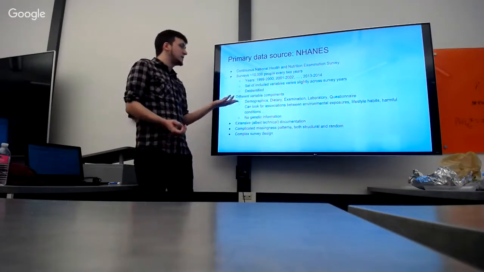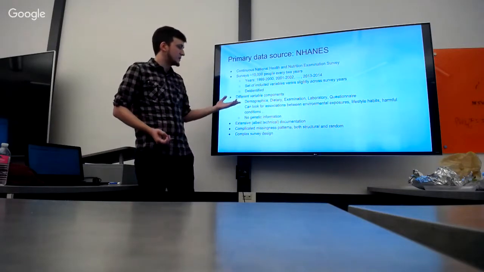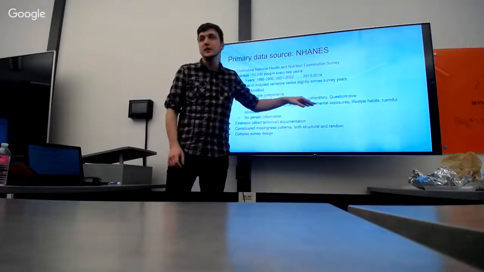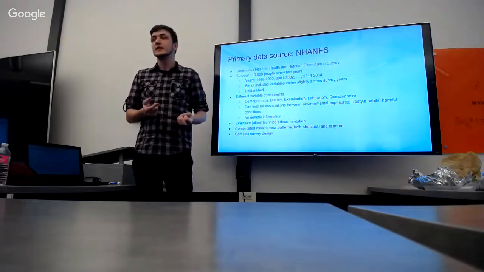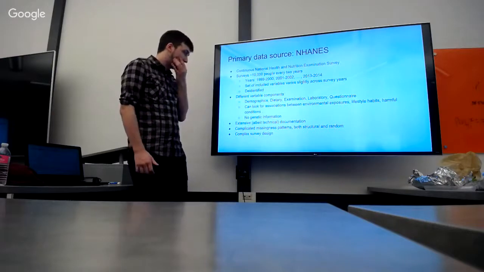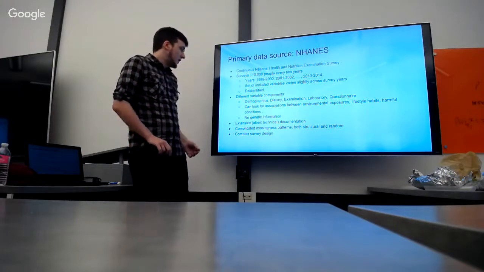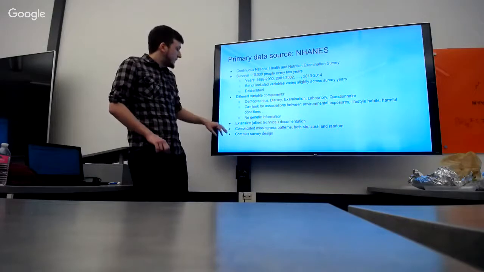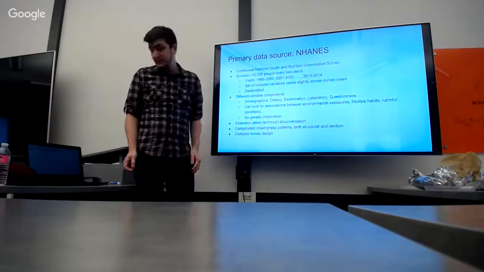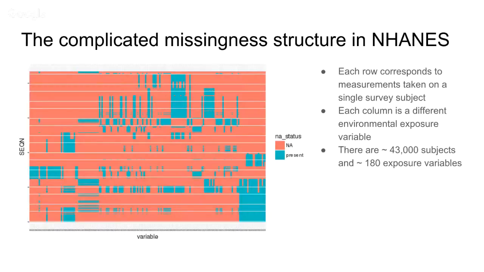And then there are different components of the study, such as demographic information, which is often useful for controlling. What we really care about here is the laboratory data, because that's where you get things like environmental exposures. The other two things about NHANES are that you have a very complicated missingness structure, and then you have the survey design. This is a visualization of the missingness in NHANES.